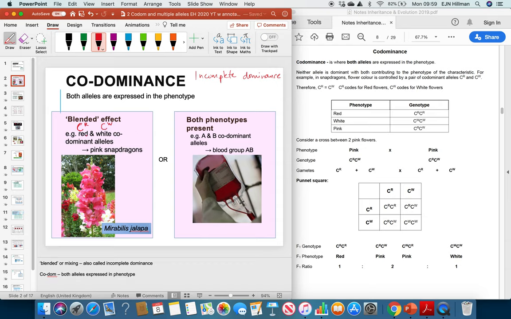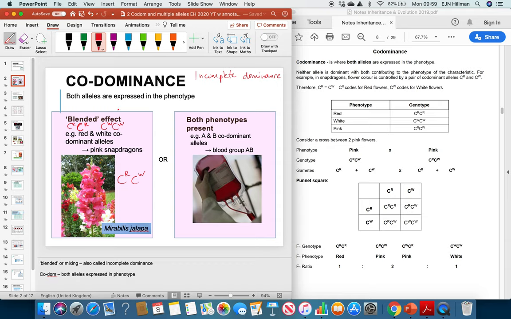And we see this in snapdragons, red snapdragons, which would obviously be C capital R, C capital R, and white, CW CW. Each of those would pass on one of their alleles, and the pink snapdragons would have the genotype CR CW. Okay, so they are heterozygous here. Now, both of those alleles are expressed in this blended effect. So red and white snapdragons will produce pink snapdragons.